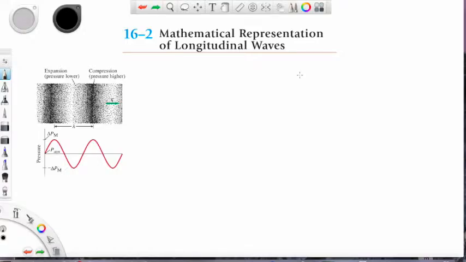The mathematical representation of this kind of wave motion can be written as the displacement of the individual air molecules, which equals the amplitude of the air molecules times sine of kx minus omega t. This follows from the fact that the air molecules act as simple harmonic oscillators.